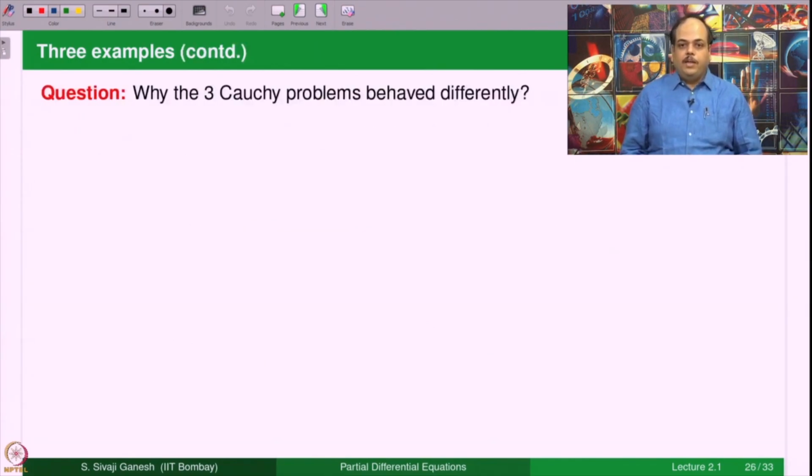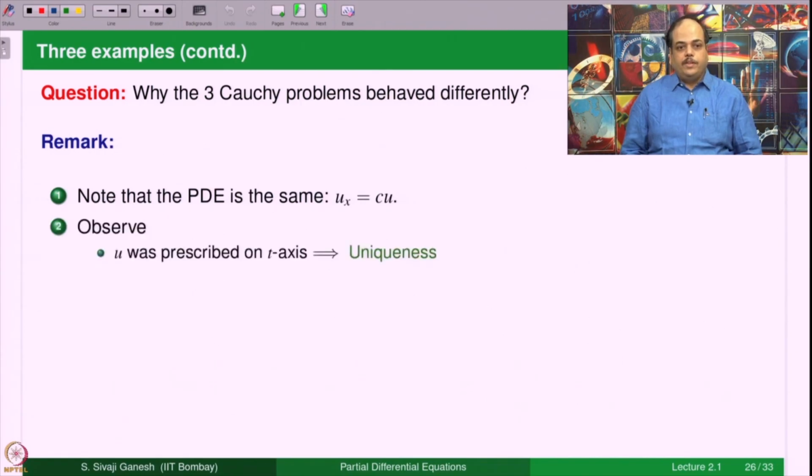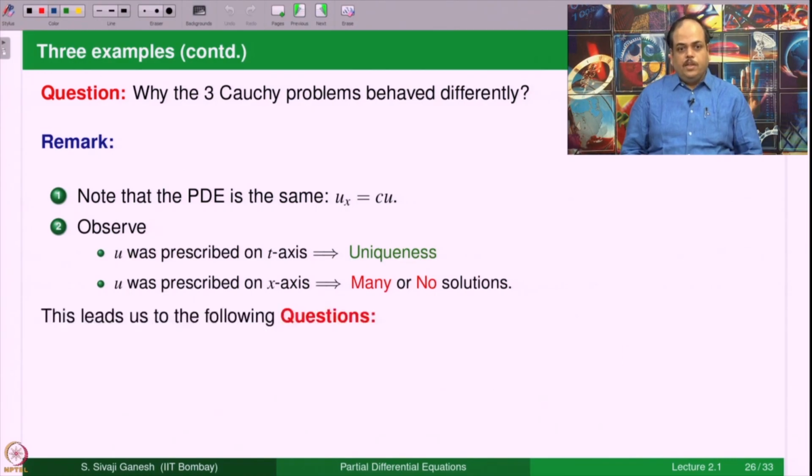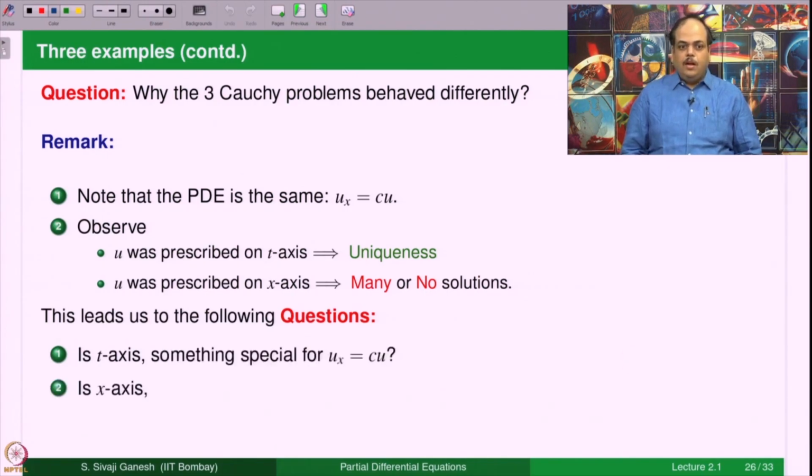Now, why do the Cauchy problems behave differently? The PDE was the same, u_x equal to Cu. Then what is different? When u was prescribed on the t axis, we had uniqueness, and when u is prescribed on the x axis, either we had infinitely many solutions or no solutions. Therefore, we ask the following question: is the t axis something special for the equation, or is it the x axis which is special for this equation? The reason for the first question is because we have uniqueness. The second question is because we have many possibilities. So, who is really special here? Because special people have to be taken care of with a lot of special care. We will see that later on, as we study the first order PDEs.